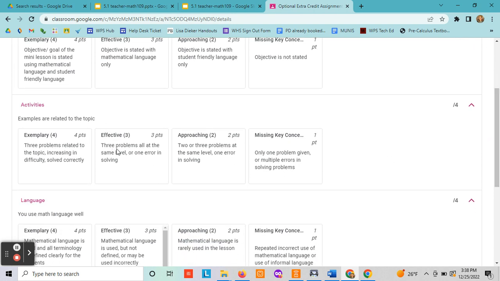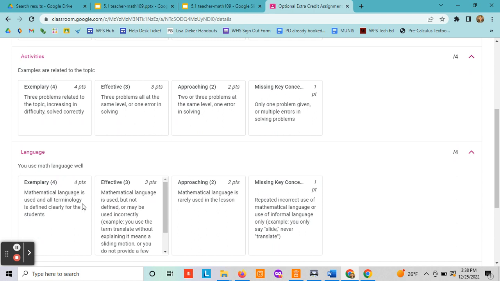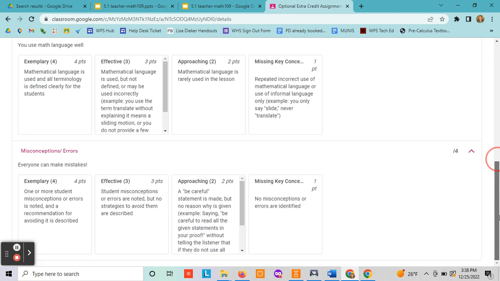Okay, our examples need to be related to the topic. You're going to see in this lesson, I have a whole lot of problems related to the topic, increasing in difficulty, and they're solved correctly. I did go through to check them. And I do think that they are increasing in difficulty through the section. I use mathematical language and I define it clearly for the students.